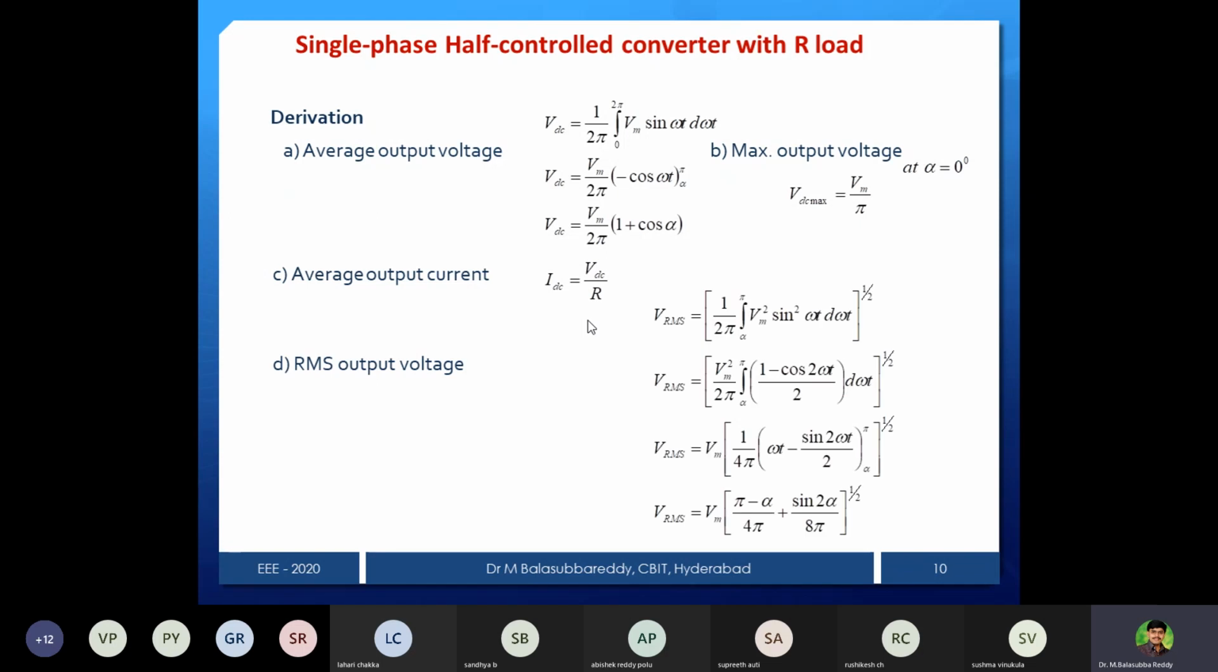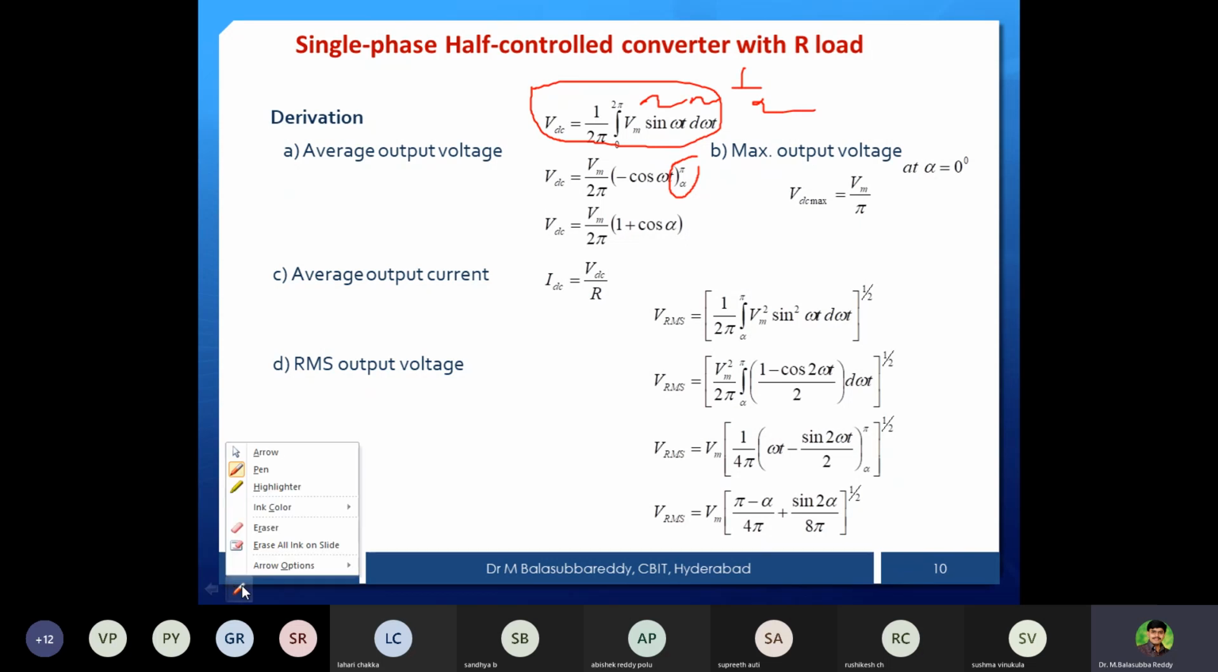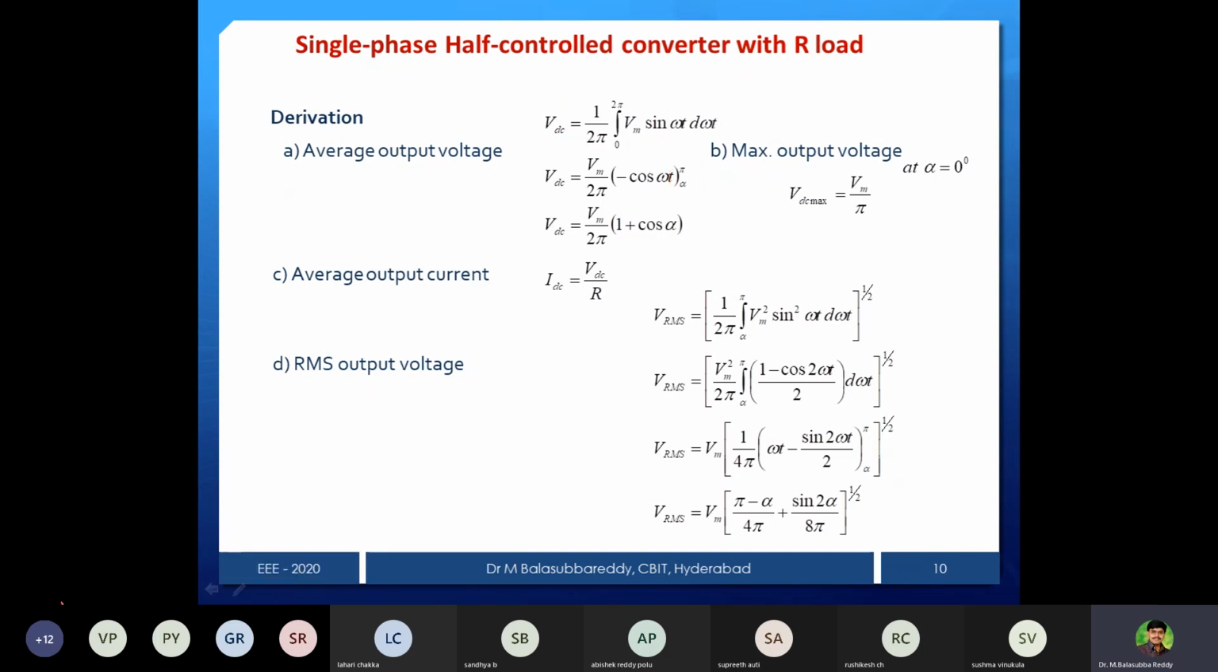And RMS output voltage, you can see it is the same as the average output voltage, you just square it and root it. 1 by 2 pi integral alpha to 2 pi means one full cycle, but the rest of the portions are zeros, so we can use only alpha to pi integration. Just alpha to pi Vm square sine square omega t d omega t, whole power 1 by 2. So these are the limits. Now Vrms is equal to 1 by 2 pi integral alpha to pi Vm square sine square omega t d omega t, whole power 1 by 2.